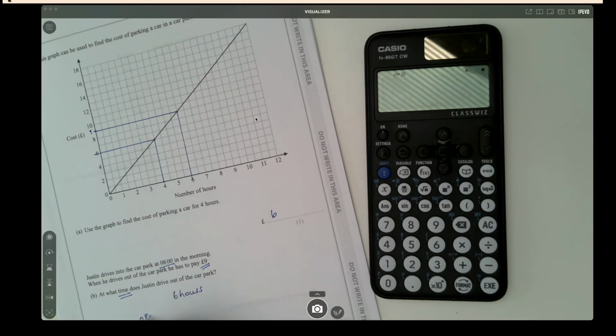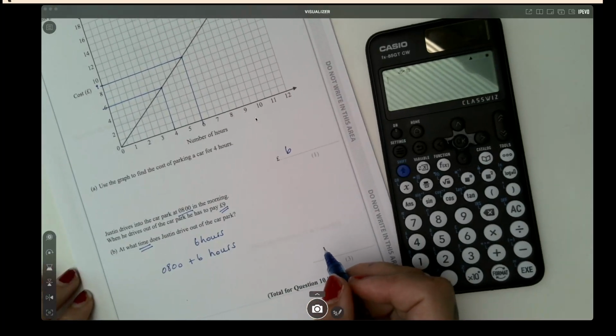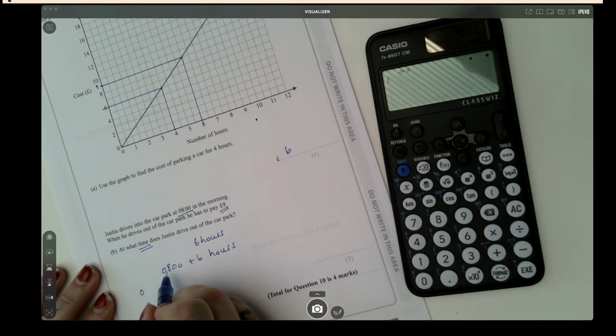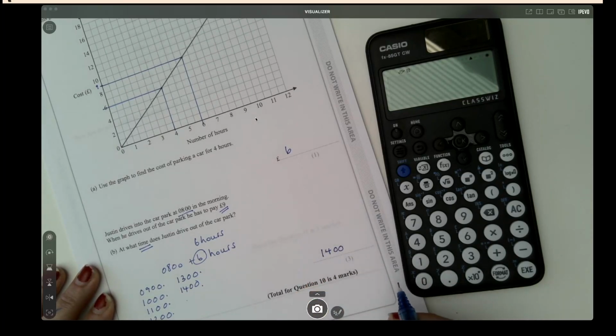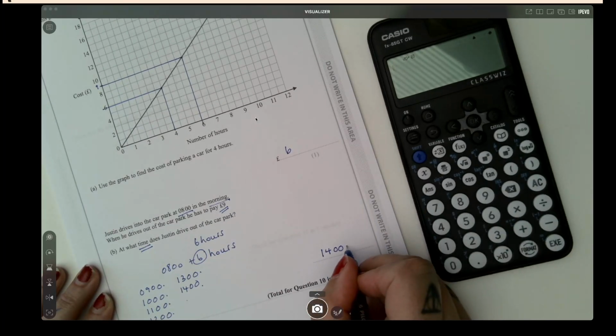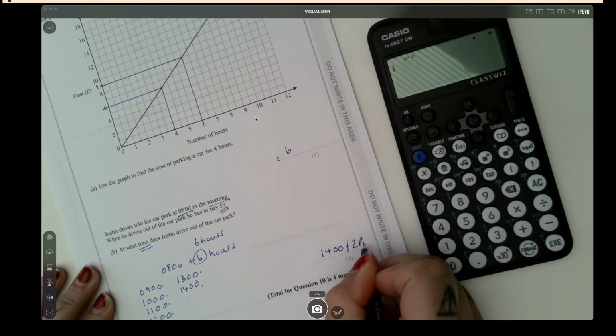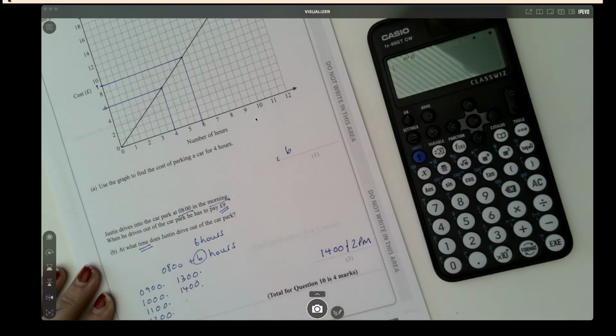So we're going to do 0800 plus 6 hours. However you do this is up to you. So you can go 0800, so 0900, 10, 11, 12, 13, 14, which is 6 hours. So it's going to be 1400. This is in the morning. So this will be 1400 or 2 p.m. Doesn't matter which way around you write that.